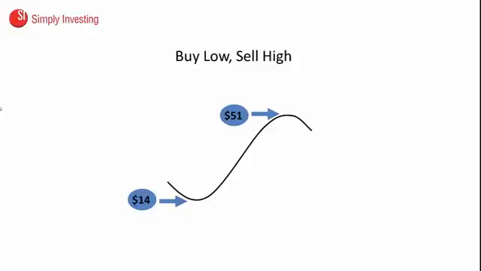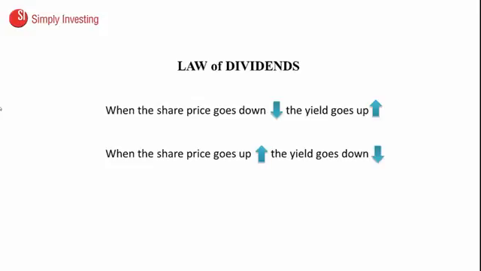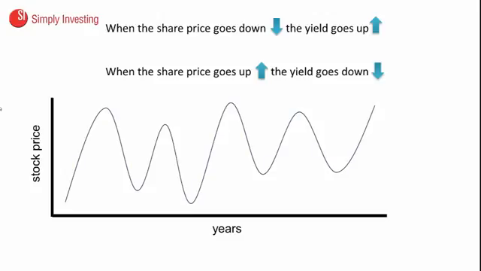Now, how do you know when a stock is priced low and how do you know when it's priced high? So we're going to look at that right now. Again, the law of dividends is what's going to help us to determine when a stock is undervalued and when a stock is overvalued. Stock prices go up and down all the time.